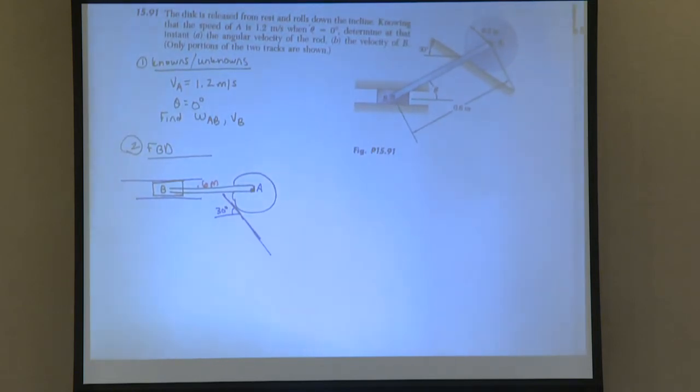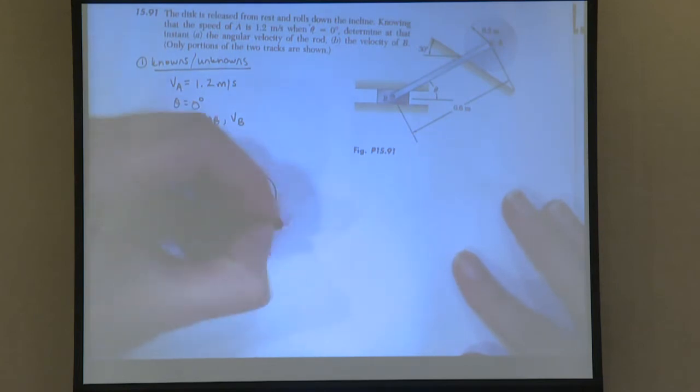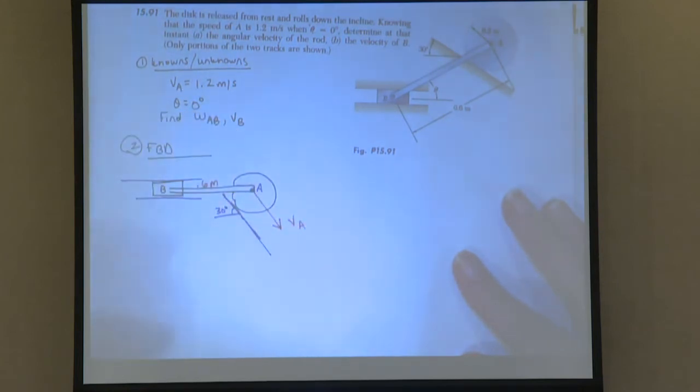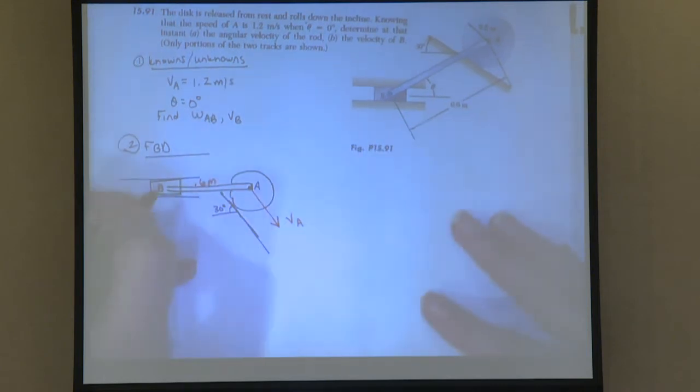Okay, so if A is rolling down the hill, how would I draw that vector? Just down the hill, right? So there's VA. And then if VA is going that way, which way would B be going? Towards A? Good. So I have VB going that way.